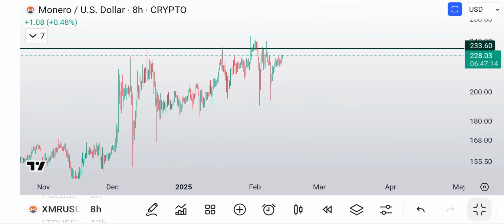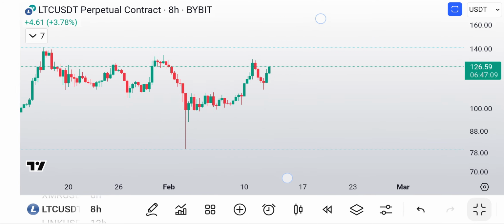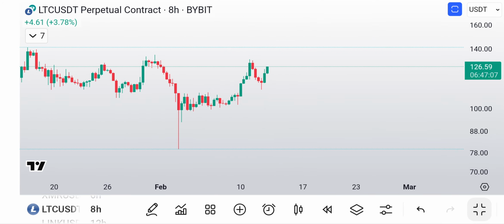I'm assuming higher. So we'll see. Remember, this is not financial advice. I could be totally dead wrong, and we could go to zero. So you never know.